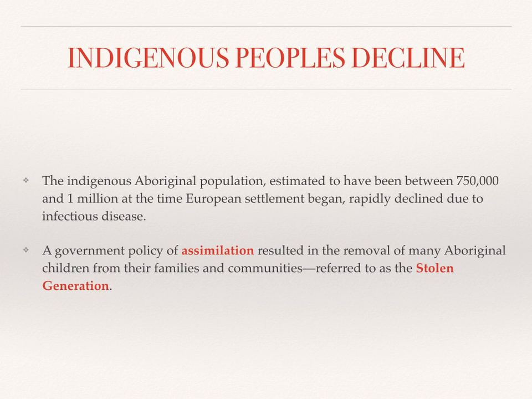Indigenous peoples decline. The indigenous Aboriginal population was estimated at the time of European arrival to be between 750,000 and 1 million, and then it rapidly declined because of infectious disease. A government policy of assimilation resulted in the removal of many Aboriginal children from their families and communities. This generation that was taken from their families is referred to as the stolen generation.